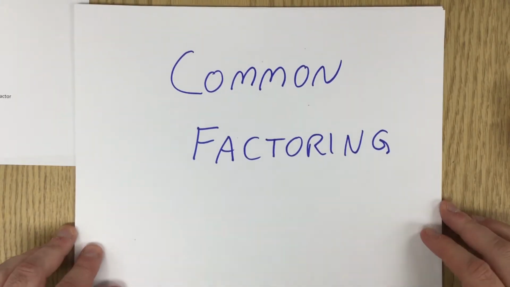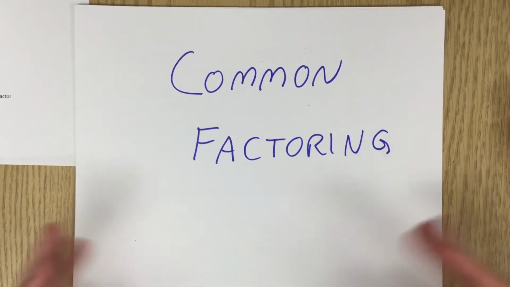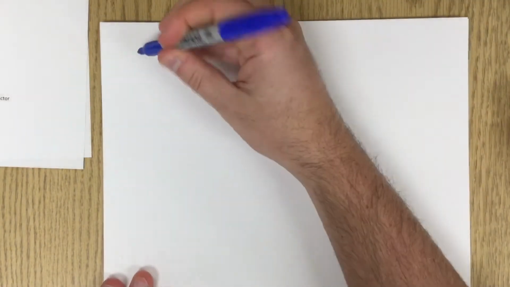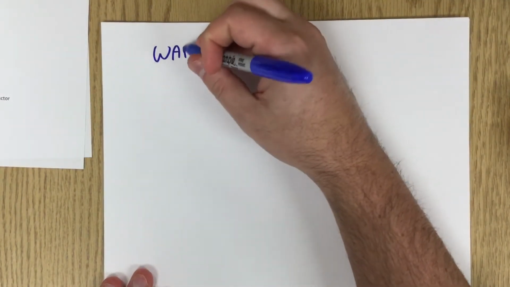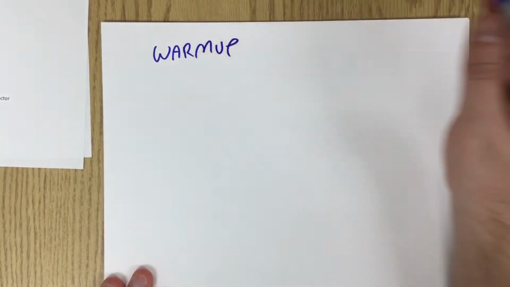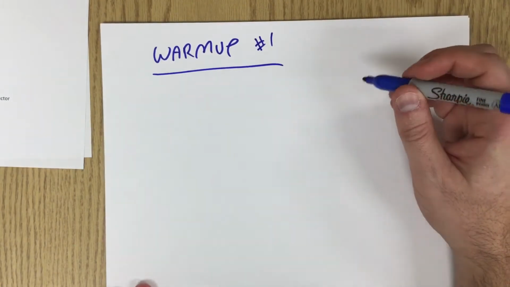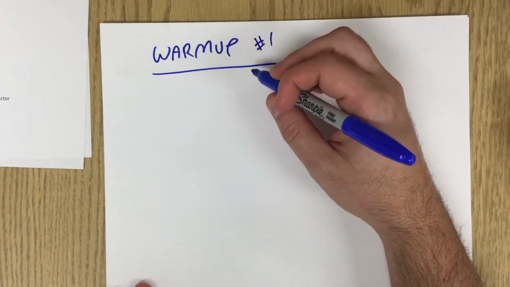We're now going to be discussing factoring, and the first type of factoring is called common factoring. We're going to do some warm-ups first. Okay, so warm-up number one. This is a flashback to grade school. I want you to find the greatest common factor.